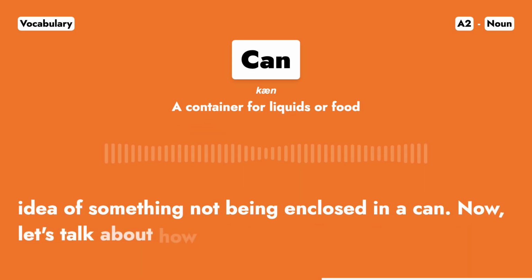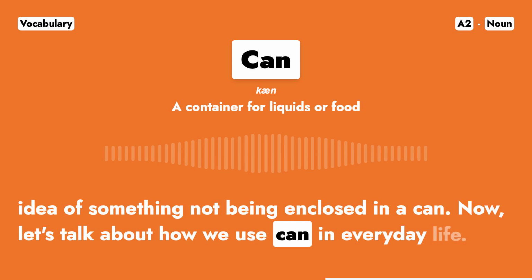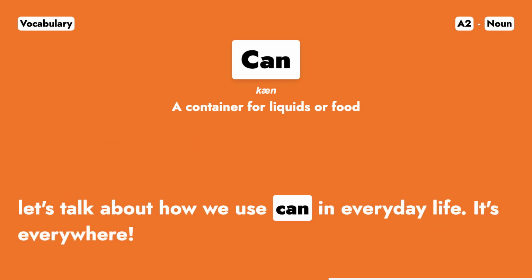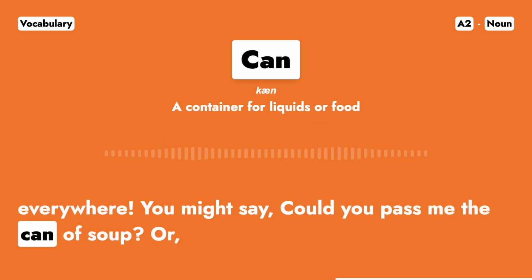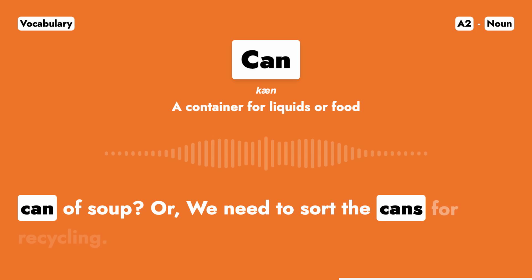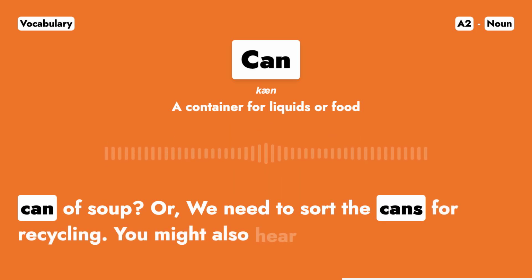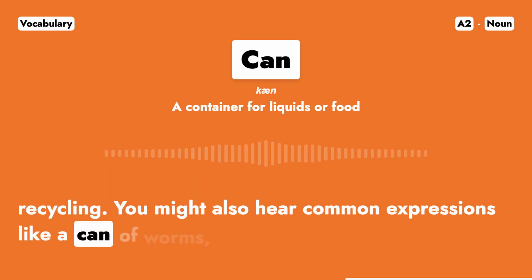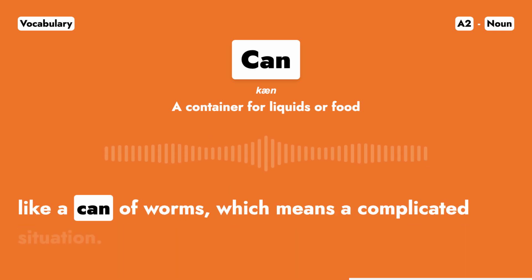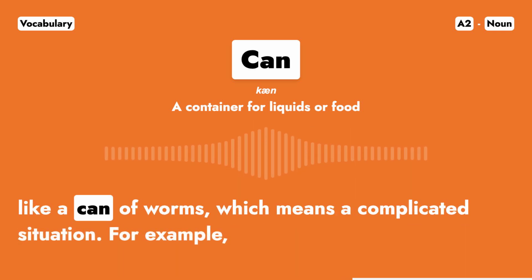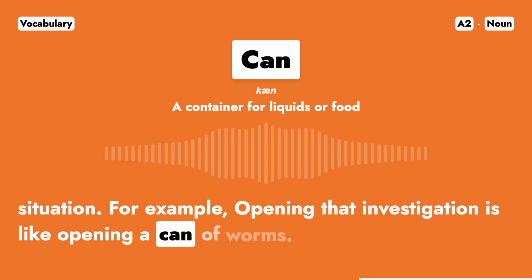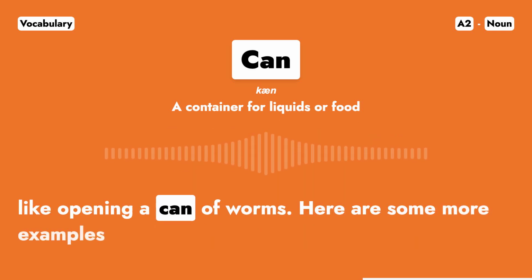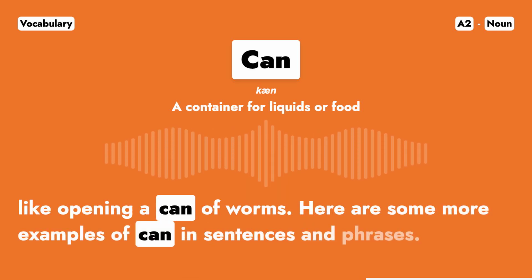Now, let's talk about how we use can in everyday life. It's everywhere. You might say, could you pass me the can of soup? Or, we need to sort the cans for recycling. You might also hear common expressions like a can of worms, which means a complicated situation. For example, opening that investigation is like opening a can of worms. Here are some more examples of can in sentences and phrases.